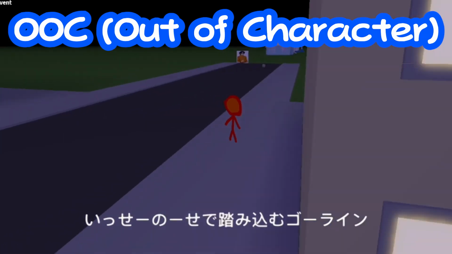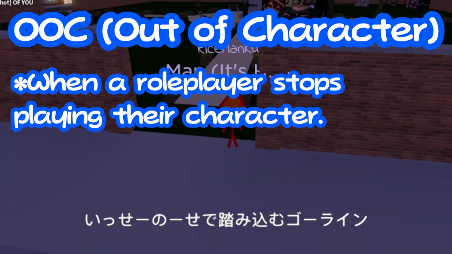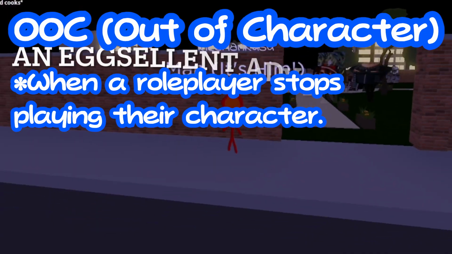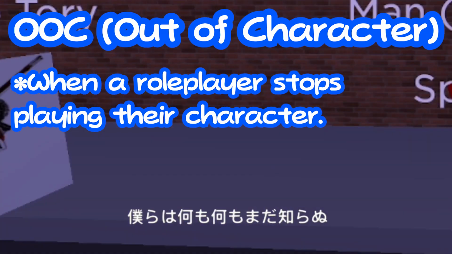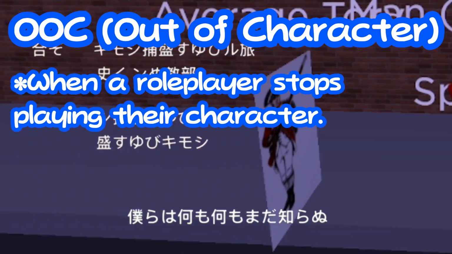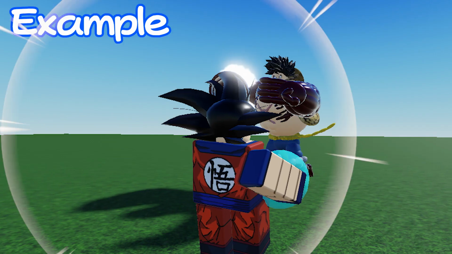OOC, or out of character, is a term used when a player isn't in a roleplay and essentially does not exist in the universe the RP is taking place in. Players who are OOC are essentially just ghosts. Both OOC and IC can be shifted into whenever the roleplayer chooses.